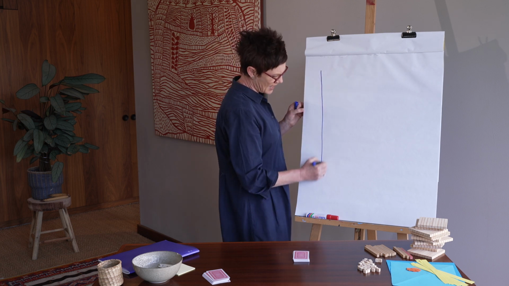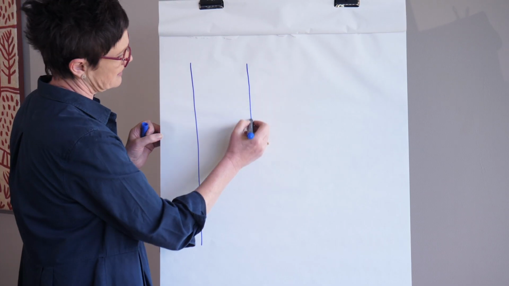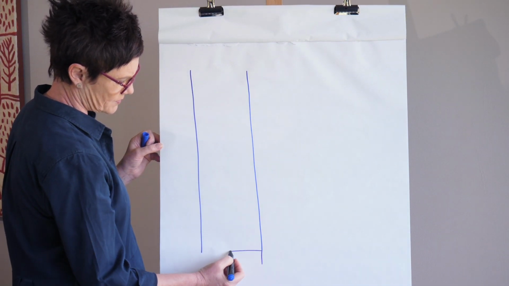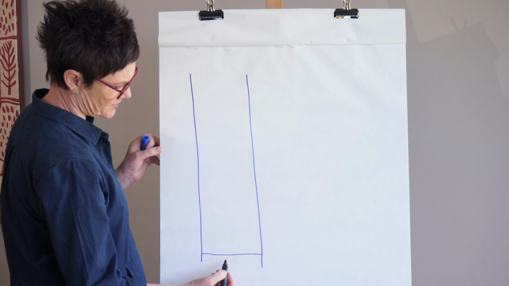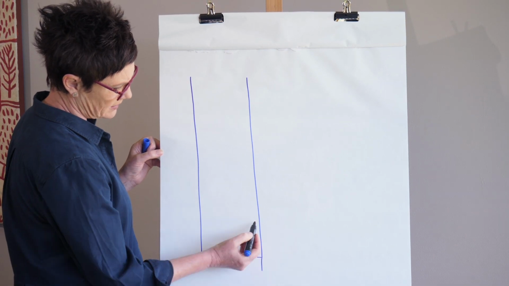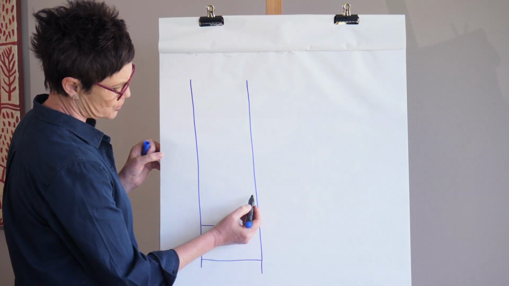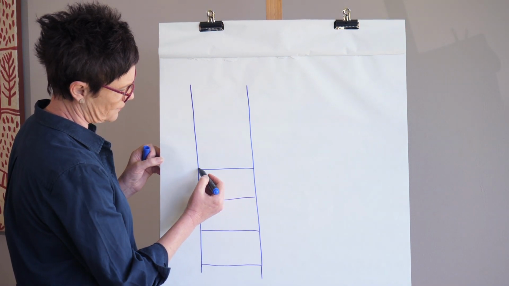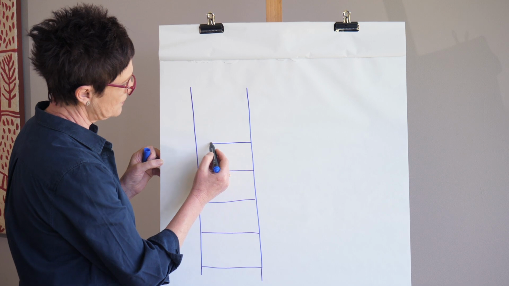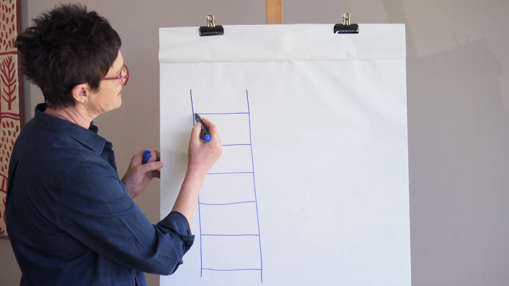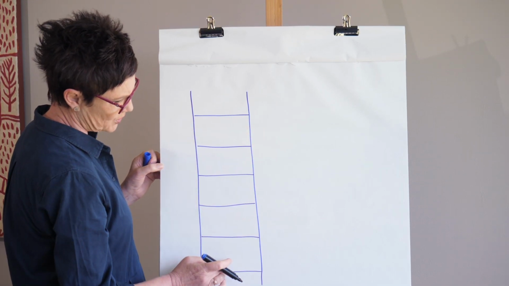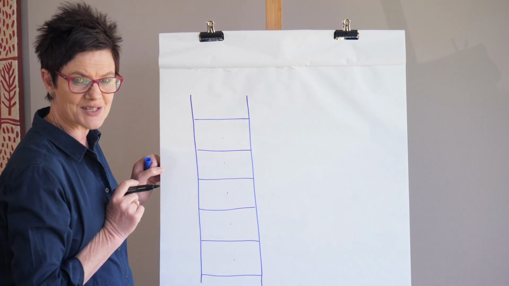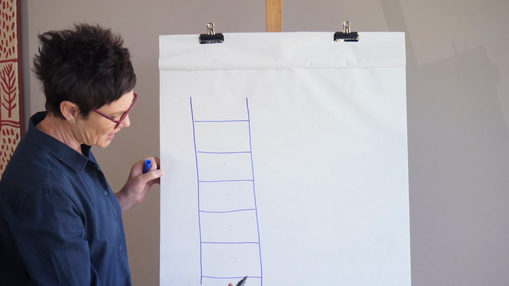So, ladders often have something we call rungs. This is what we stand on. So we're going to have 1, 2, 3, 4, 5, 6, because I'm going to need 1, 2, 3, 4, 5 places for my numbers.